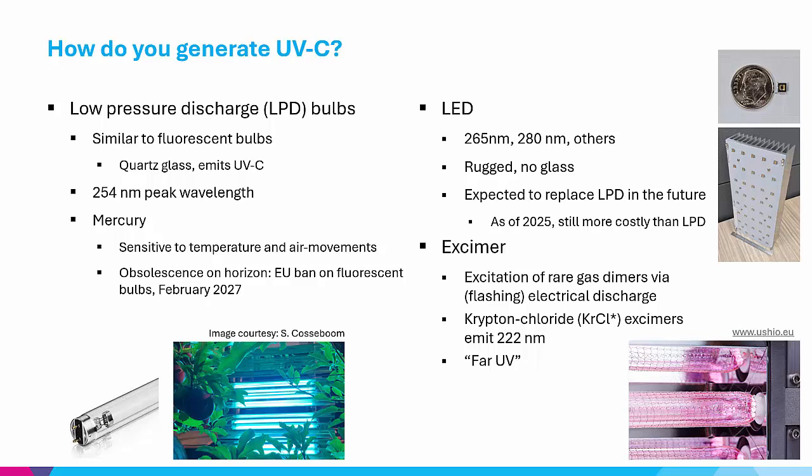But we have shown that UVC LEDs will have a place in agriculture. There is another technology that can be used in agriculture for generating UVC. It's called excimer. To me, excimer looks like a really strong flash bulb. It's created with a flashing arc in a little plasma capsule.